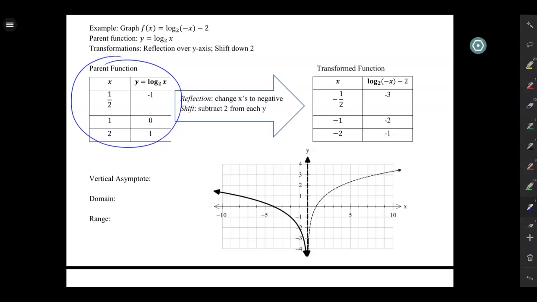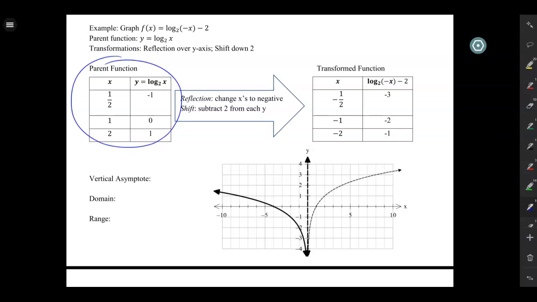Then I'm going to look at my equation again and figure out, okay, what transformations are happening to my parent function? So since I have a negative next to my x, that means I'm reflecting over the y-axis. And then since I'm subtracting 2 at the end, it means I'm shifting the graph down 2.